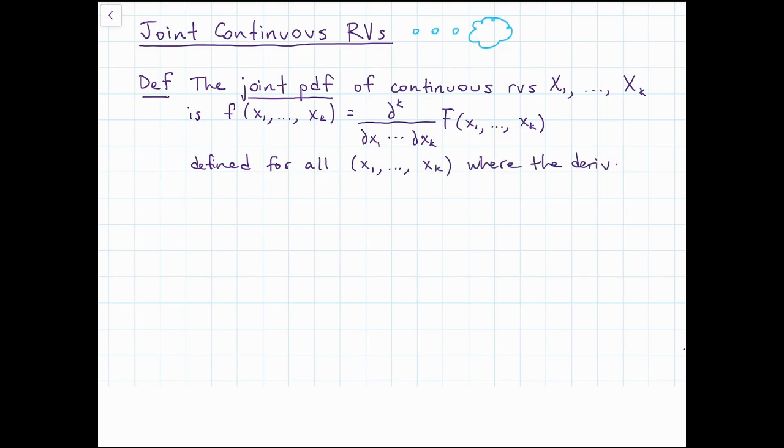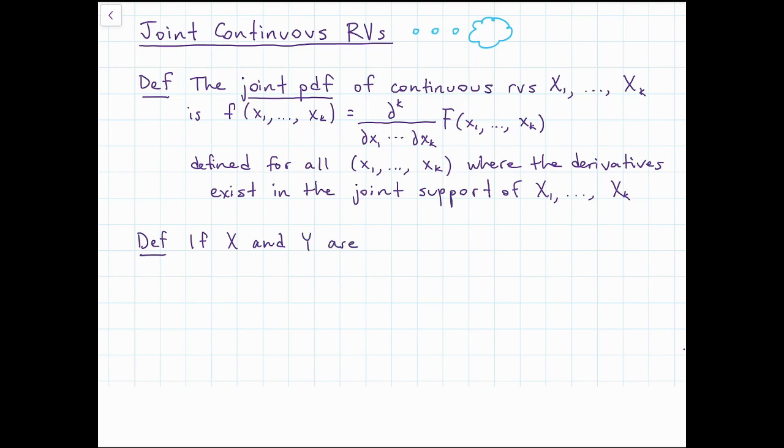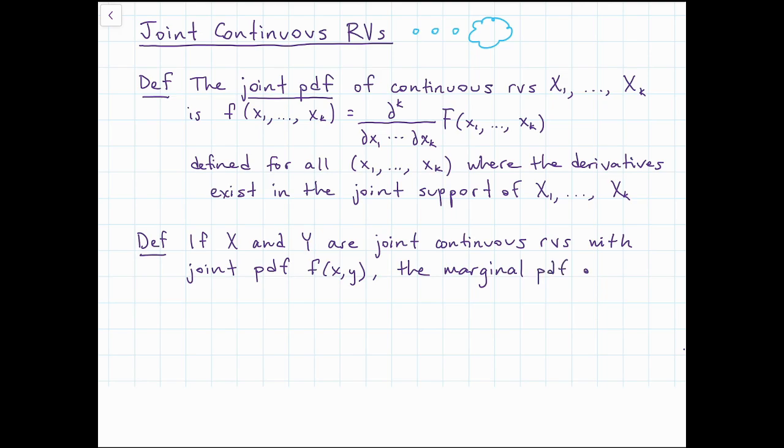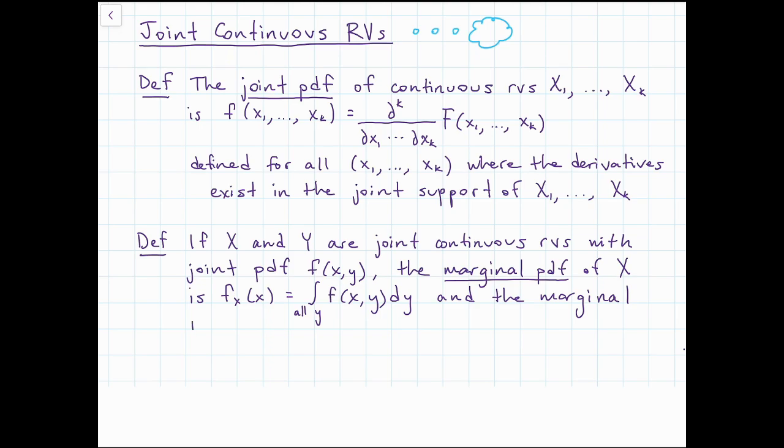So all k-tuples x1 through xk, where the derivatives of big F exist in the joint support of those random variables x1 through xk. So there might be points of non-differentiability, and that's all right. So if we have two continuous random variables with a joint PDF little f of xy, we can find the marginal probability density function of x by just integrating over all y our joint PDF. And same thing in the other direction. We can get the marginal PDF of y by integrating over all x.